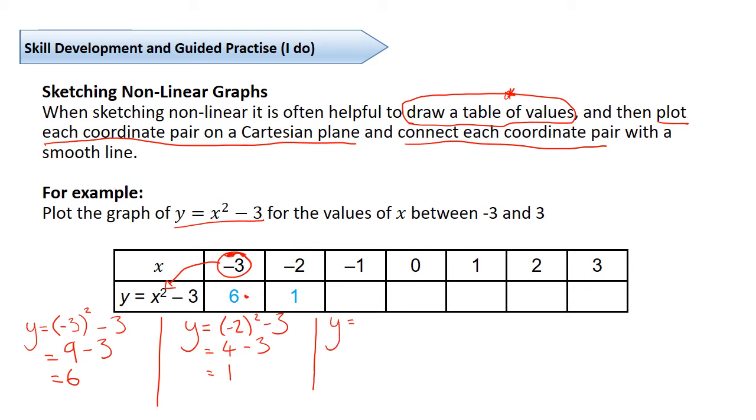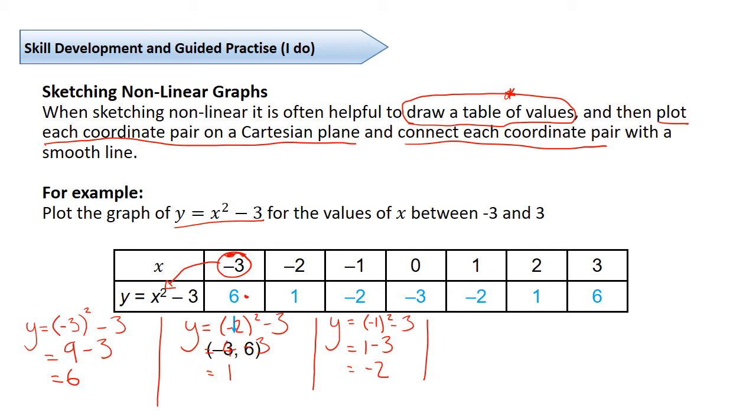Equals (-1) squared, take 3. -1 times -1 is +1. Take away 3, I get -2. There we go. Okay. And so on, so on. So we can sit there and evaluate all the answers and get something like this. And you might notice that there's actually a really cool looking pattern there. So I'm really curious to see what happens when we start to plot these values here.